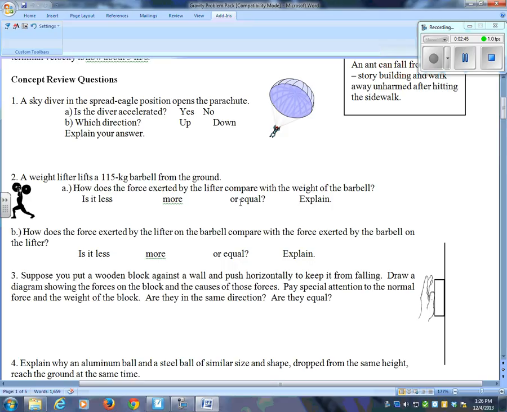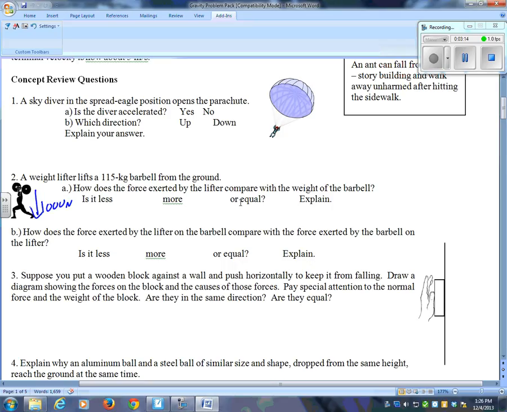If we have 115 kilograms down, how would I convert that to newtons, Jake? Times by 9.8. Let's just say that's 10, and let's round that 115 to 100. It's approximately 1,000 newtons, right? How does the force exerted by the lifter compare with the weight of the barbell? Well, if it's not more than 1,000 newtons, what's going to happen?